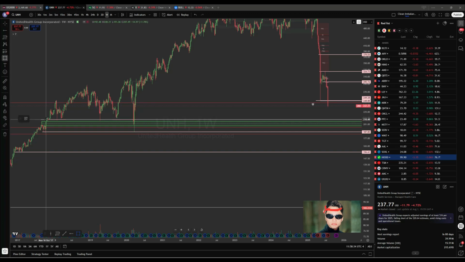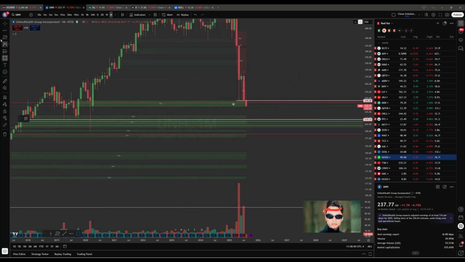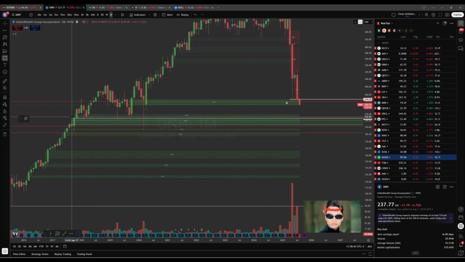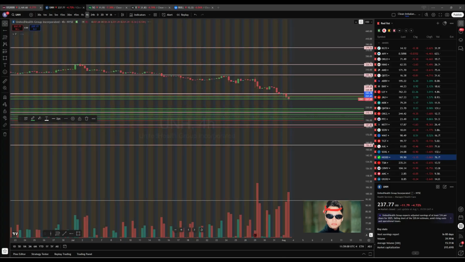We have this one right here. Let's see from the monthly. Yeah, we have this one too, and we also have this one. You see that long wick, but it closed above. That means it's still valid. But we want it below the 0.5. So here.